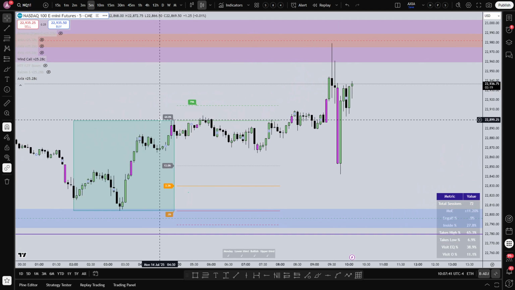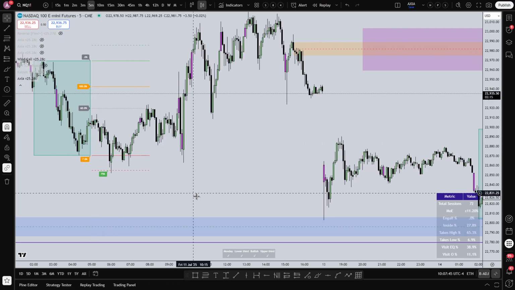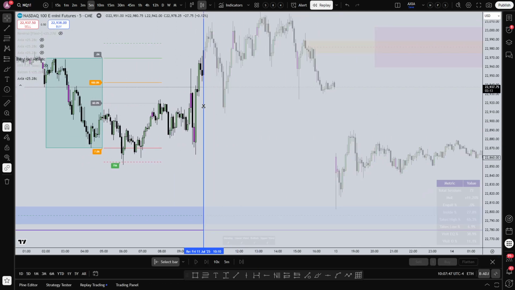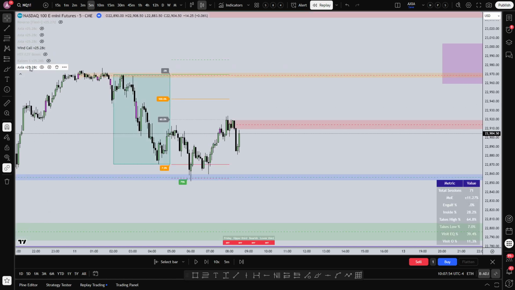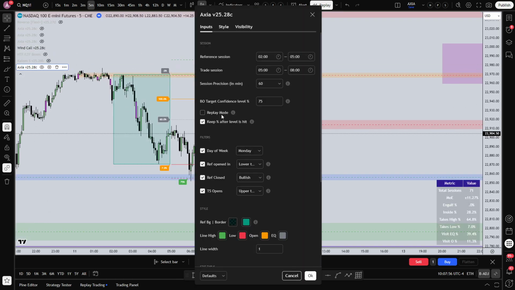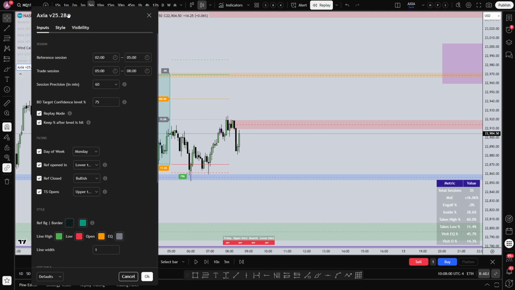So different ranges, everything would have a different idea. Let's see. This thing is wrong, I think, so I can just go back in time right there. And I need to choose replay mode. And what do I need to change? Okay, it's Friday.